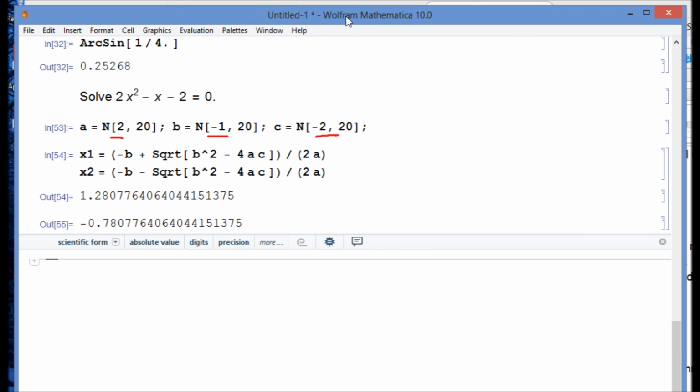When you define a, b, and c, notice that I switched the first arguments of the N command to exact values, with no decimal points. For example, if you use 2 point instead of 2, for constant a, it will ignore the 20-digit precision, and just use the default precision.